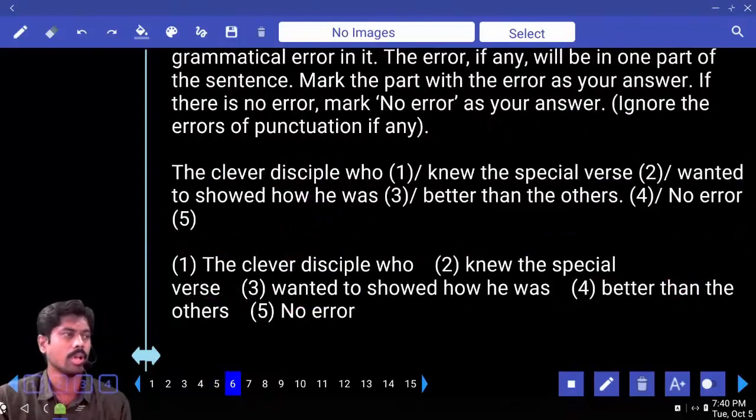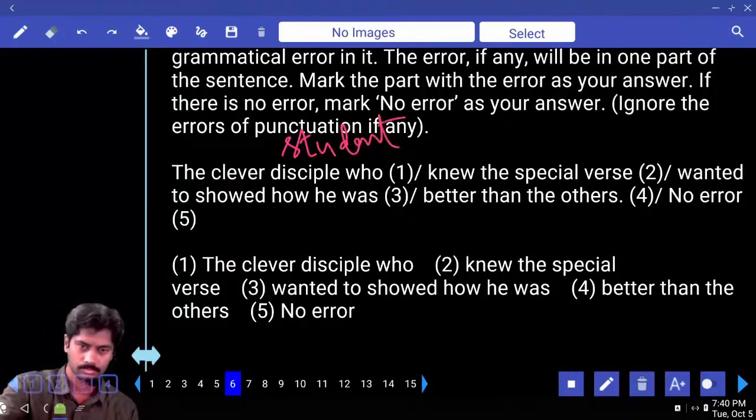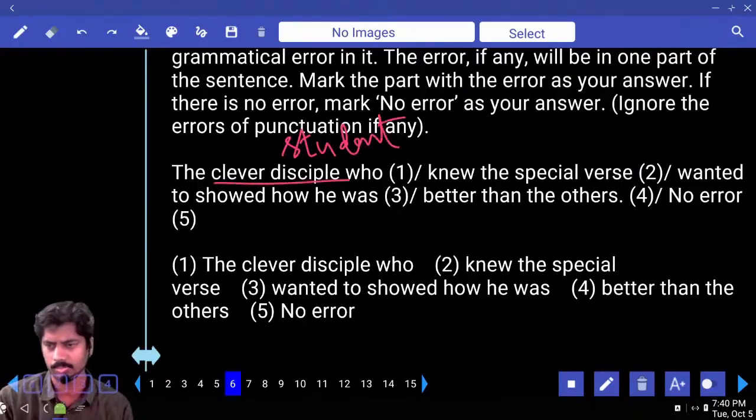Error location. Our job is to identify the grammatical error. Where is the grammatical error? First part, second part, third part, or fourth part. If there is no error, answer is 5, no error. The clever disciple. Disciple means student, a person who is learning. Clever disciple who knew the special verse.